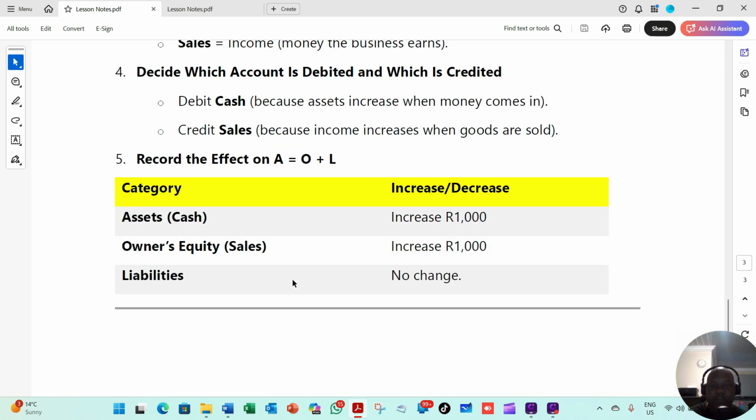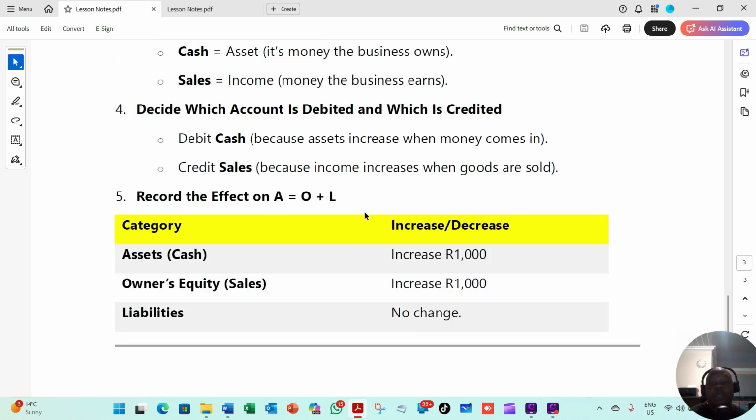It's a credit, and on the accounting equation it is going to be plus 1,000 on the asset side, and then owner's equity also is plus. Remember that owner's equity comprises income and expenses, and income increases. When income increases, it increases owner's equity, so it's going to be plus 1,000. Hence this increase of 1,000, and then liabilities, no change.